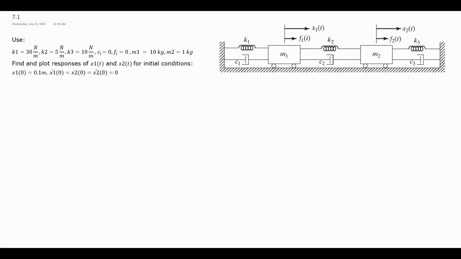In this problem, we're trying to find the total solution for x1 and x2 based on these initial conditions and the spring constants and masses in the system. So we're trying to find what I will call x of t, where now x is going to be multidimensional. It's going to consist of x1 and x2. So I will spell it out explicitly here. We want both of these.